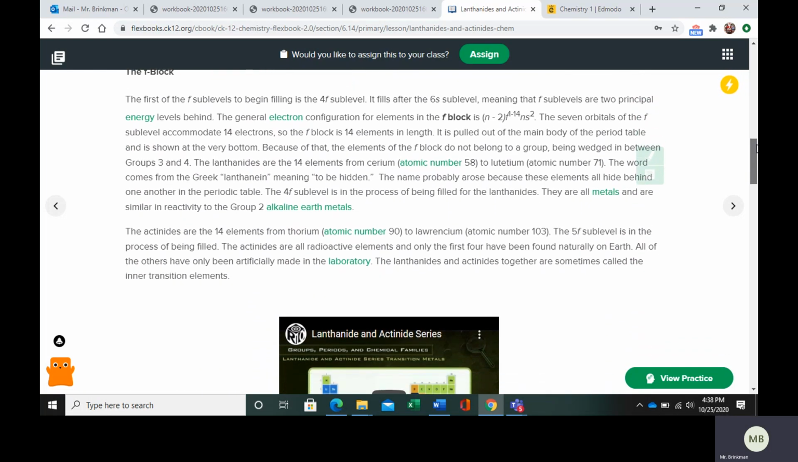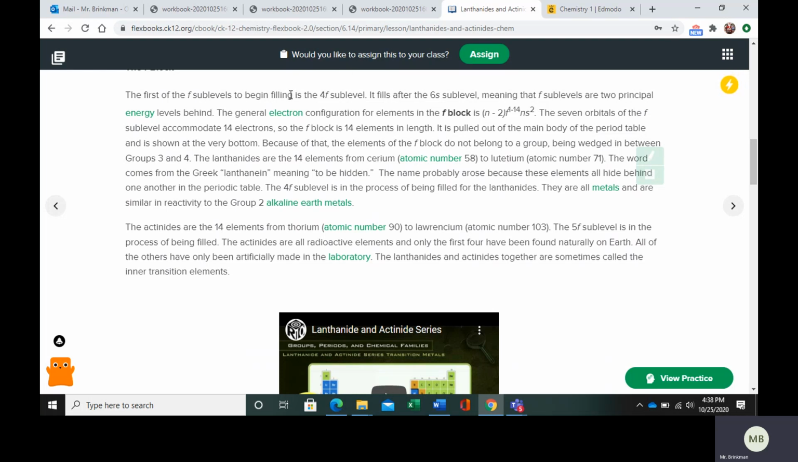So, the first of the F sublevels to begin filling is the 4f sublevel. All right, it fills after the 6s sublevel. So this sublevel is filling two levels different from this one. So we have the 4 filling after the 6. Okay, that's counterintuitive. Intuitively, all the 4s should be filled before the 6s, but it actually works a little bit tricky that way. So that means the f sublevels are going to be two principal energy levels behind. So the 4fs fill after the 6s.